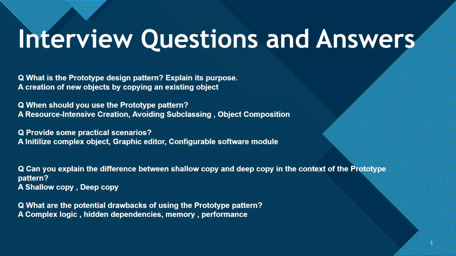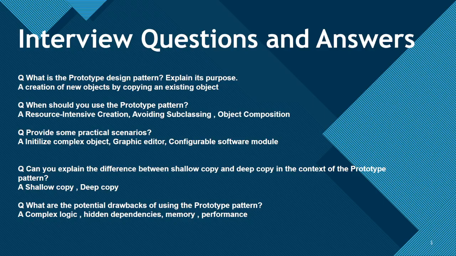Second point is avoiding subclass. When there are many variations of an object, and subclass would lead to an explosion of classes. A practical example of it is a graphical editor where different shapes like circles, squares, etc. can be created by cloning a prototype and then modifying its properties. Third point can be object composition. When objects need to be dynamically composed of other objects at runtime. An example of it can be configurable software modules that need to be instantiated and customized based on user input or configuration files.